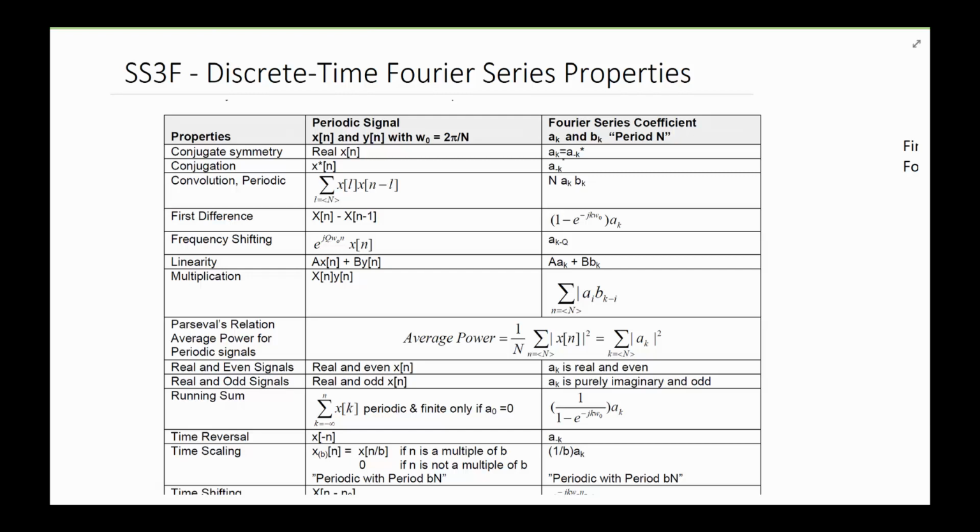The other benefit of this is, by knowing the properties of x of n, we can make statements about Fourier series coefficients a of k without having to specifically calculate it, and vice versa. If you know certain properties of a of k, we can make some conjecture, some understanding of what the properties of x of n is. So by looking at one side, either in the frequency domain or in the time domain, we can make comments or observations about what the other side would look like.